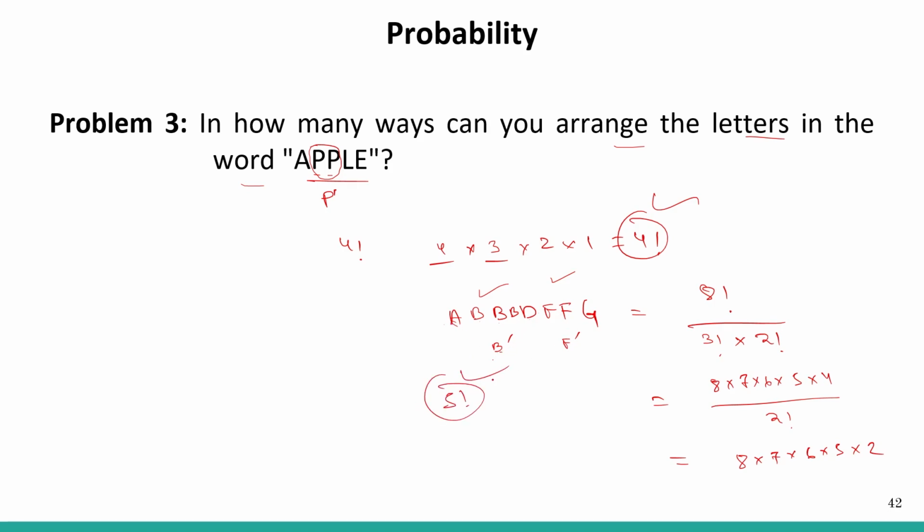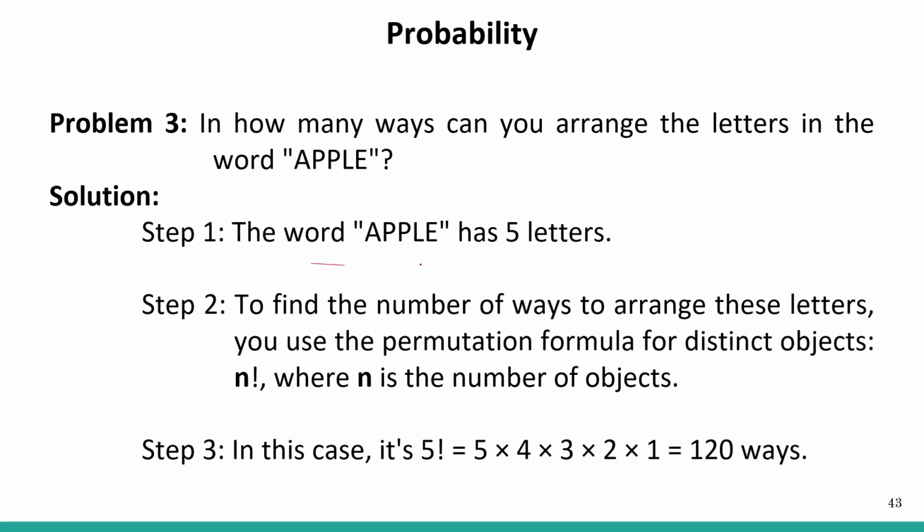So this can be arranged in 5 factorial ways. The word apple has 5 letters, right? So first we calculate 5 factorial. Since P is repeated twice, we divide it by 2 factorial. By dividing it by 2 factorial, what we are left with is 60. So 60 will be the correct answer.